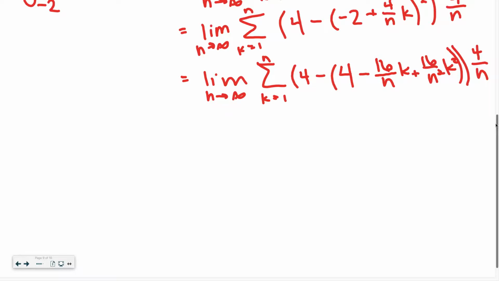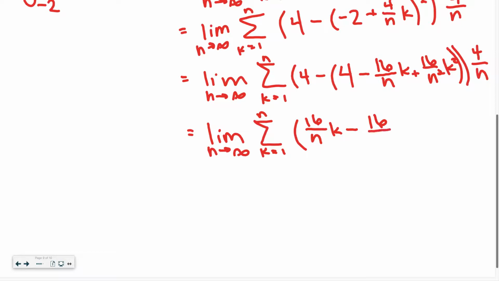So now we need to take care of that subtraction, which actually helps us, because 4 minus 4 is 0. And we end up with a positive 16 over nk minus 16 over n squared k squared. All of that still times 4 over n.